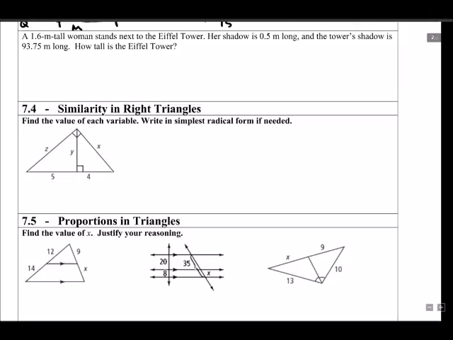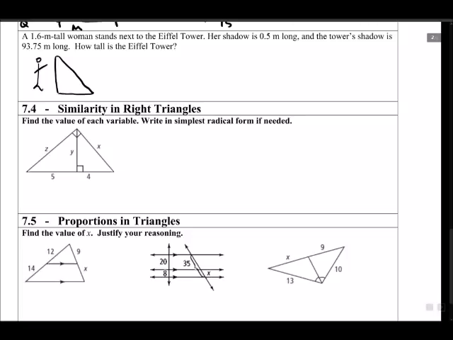A 1.6 meter tall woman stands next to the Eiffel Tower. She's casting a shadow 0.5 meters long. The tower's shadow is 93.75 meters long. That's a long shadow. How tall is the Eiffel Tower? Pretty tall, I'm guessing, because that's a really long shadow. So we're going to draw some pictures. Here's our woman. Yay.